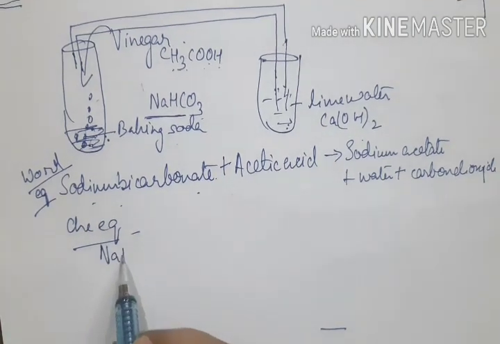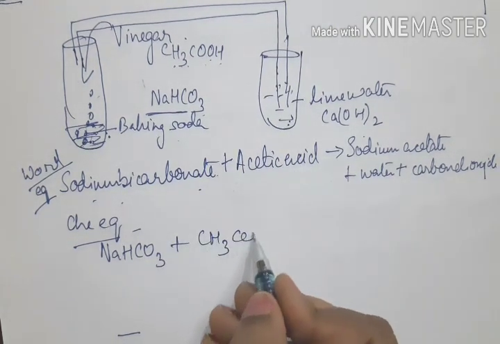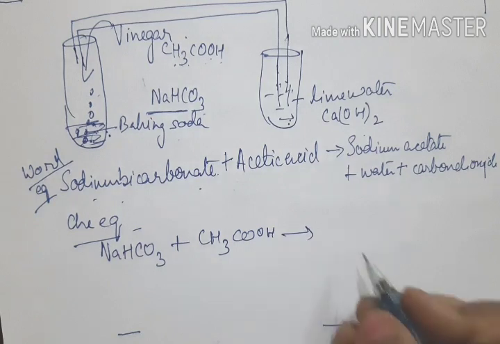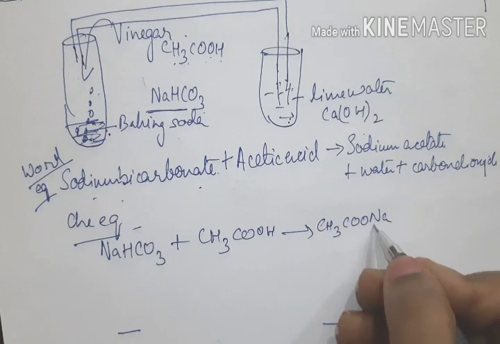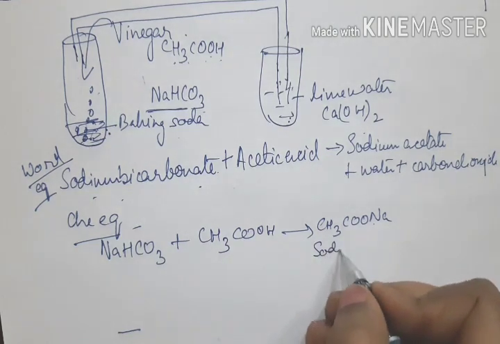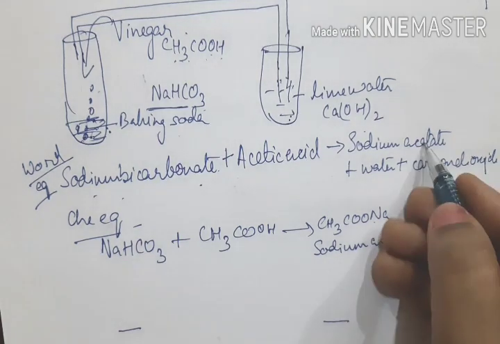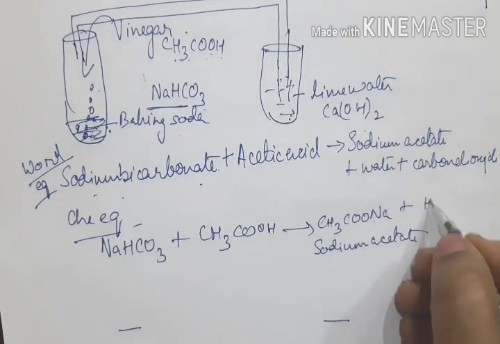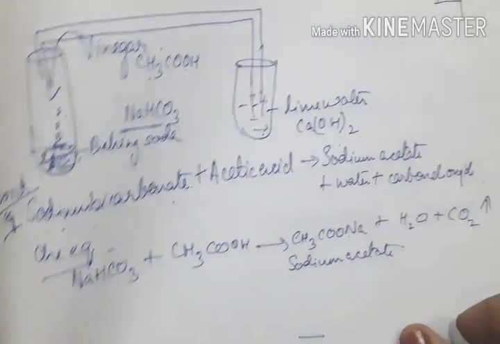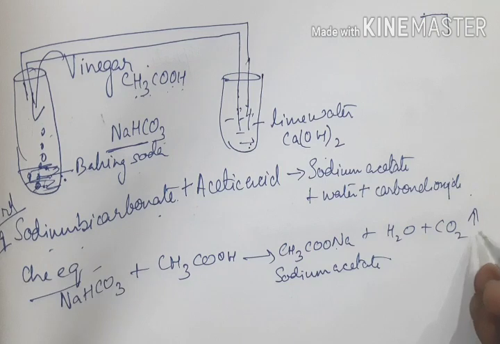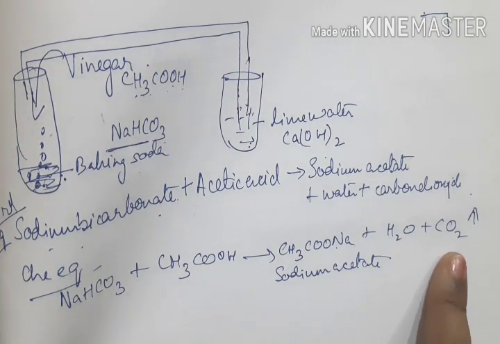So NaHCO3 plus acetic acid, CH3COOH, will give you the product CH3COONa, sodium acetate. Plus water plus carbon dioxide, and we put an upward arrow. This upward arrow indicates that evolution of gas has taken place, and that gas is carbon dioxide.